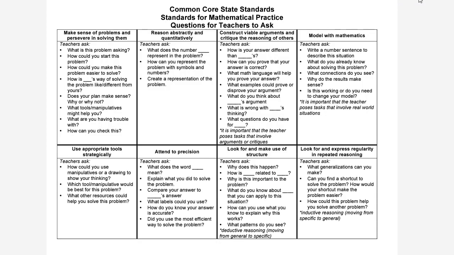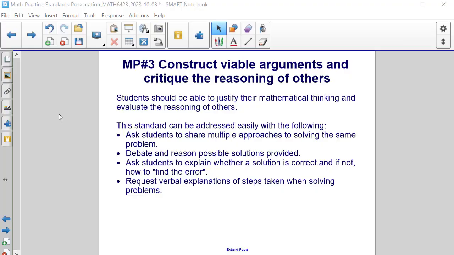Sample questions that you could ask them along the way while they're working through a problem, or while the class is working on a problem together: What does the number blank, pulling the number out of the problem, like, what does the number 5 represent in this situation or in this problem? Can you represent the problem that we're given in symbols and numbers? Create a representation of this problem. How can we write this out?